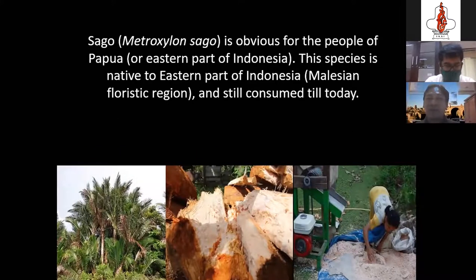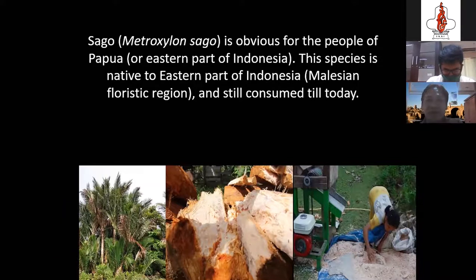Sagu. For the people of Papua, sagu is obvious, right? The species is native to the eastern part of Indonesia, and till today, people still consume it as the main staple food. But please don't substitute sagu with rice, especially for the people in the eastern part of Indonesia, including Papua, because this is their main staple food. And if you visit Papua, there are million hectares of sagu plantation. So I think it's enough to be their main staple food.